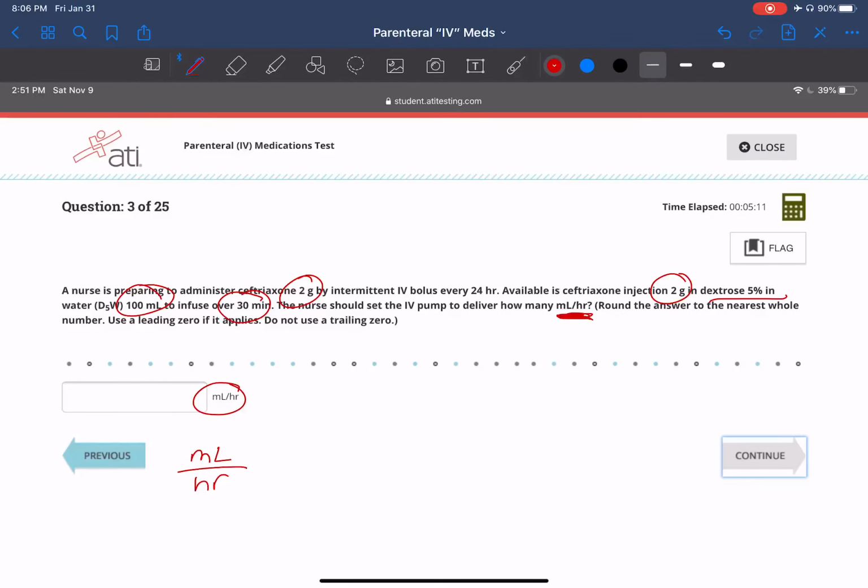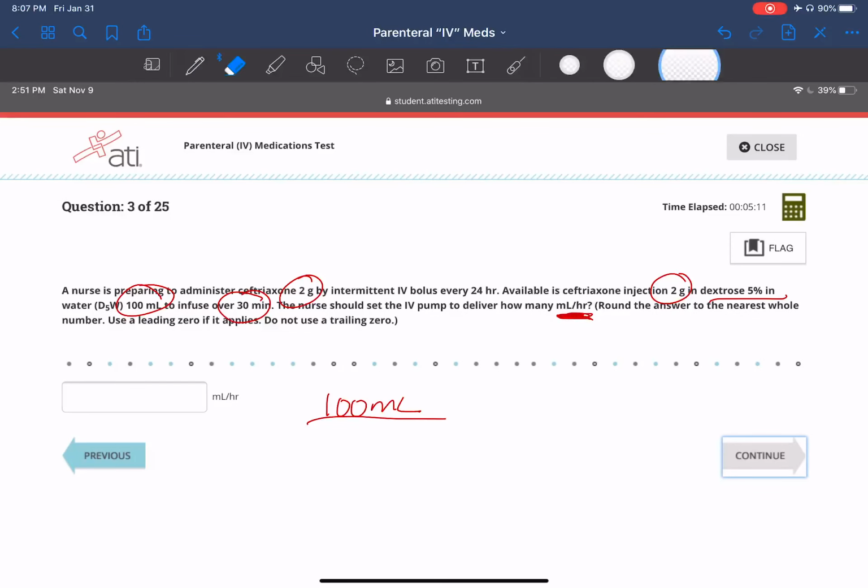What you want to do for this question, it gives you a lot of information, is start off with what the first thing they're asking for is: mL. That's the numerator. So you want to look for the mL in the equation. Of all the things we circled, we have 100 mL. Wow, I have terrible handwriting. So we have 100 mL, and we're putting that on top because that's what they're asking for on top. Let me erase that. And then it says 100 mL to infuse over 30 minutes. And look, they're asking for time on the bottom, an hour. Let me go ahead and write that again.